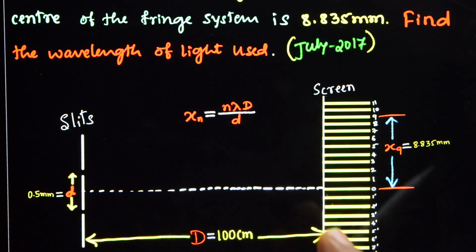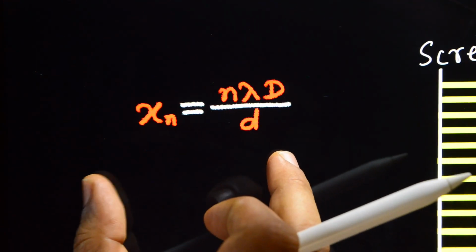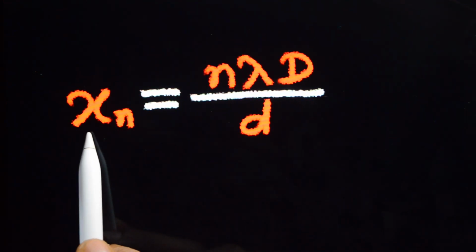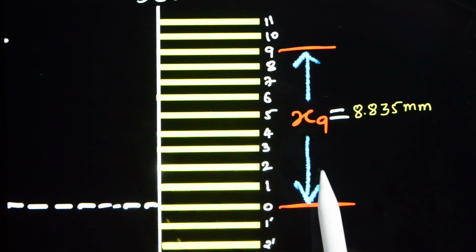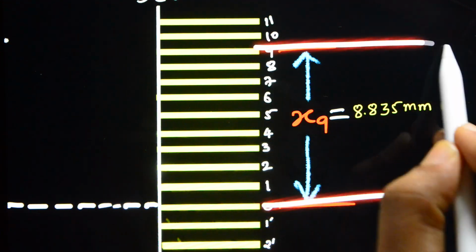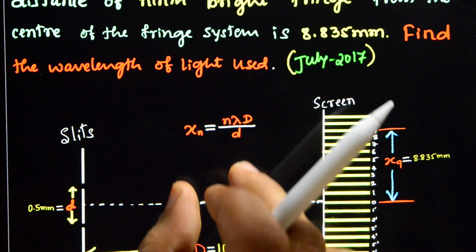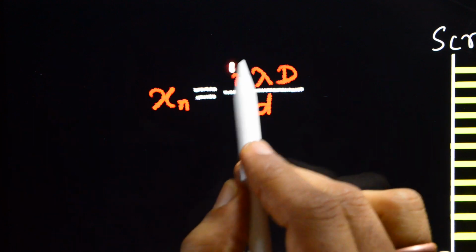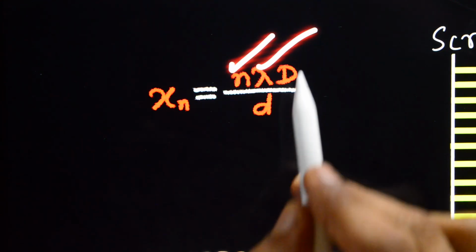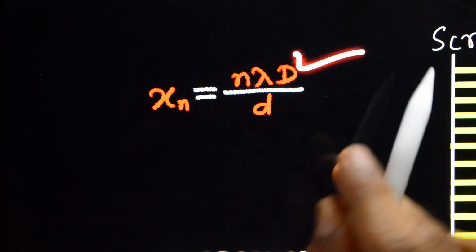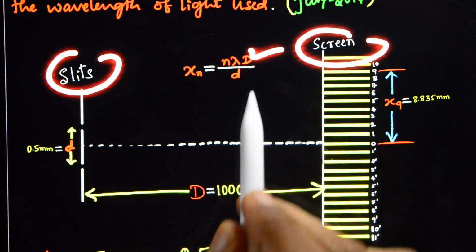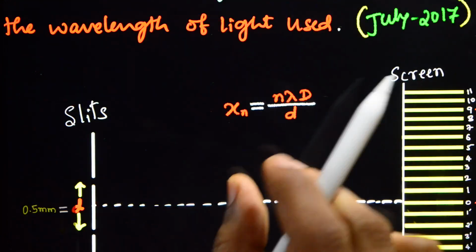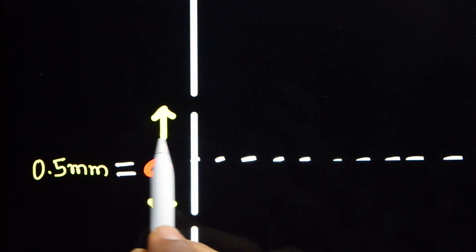To find the wavelength of light used, we are going to use a formula, x subscript n. What do you mean by that? That is the distance of the nth bright fringe from the central bright fringe. x_n is equal to n into lambda, the wavelength of light used, into D, where capital D is the distance between slits and screen, divided by small d. Small d is the separation between the slits.